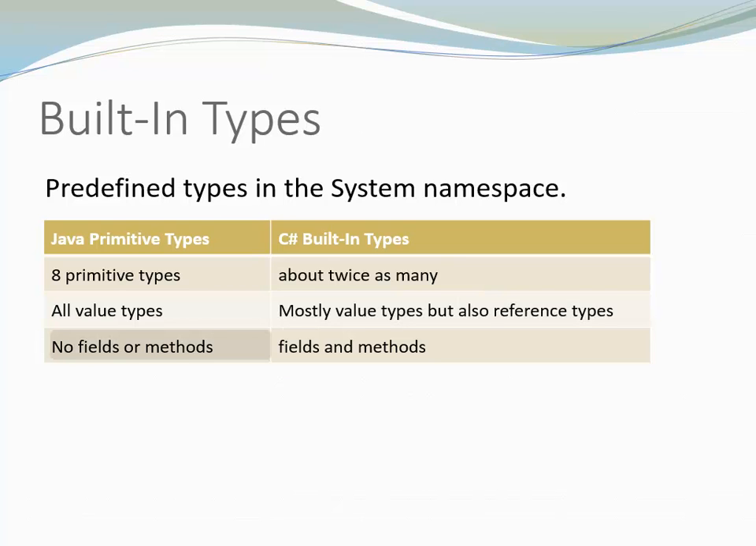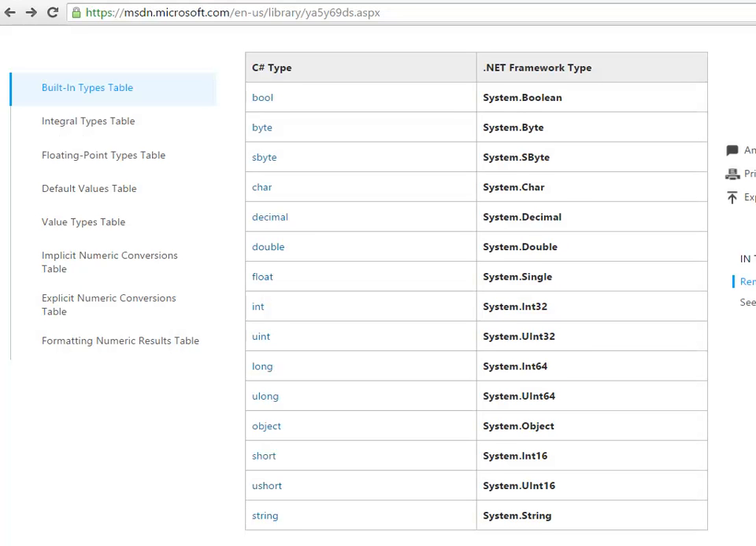Java's primitive types have neither fields nor methods. C#'s built-in types have both fields and methods. The MSDN website includes a list of the built-in types. Let's take a moment to look at it. In the left column, you can see keywords. Those are aliases of the predefined types listed on the right. There's no performance benefit of using one over the other. However, using aliases makes your code more concise and easier to read.